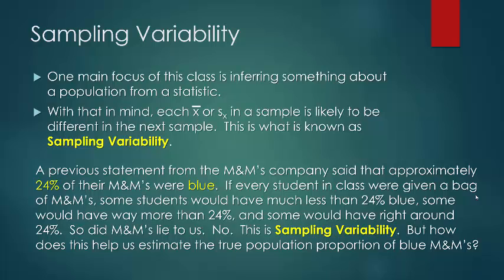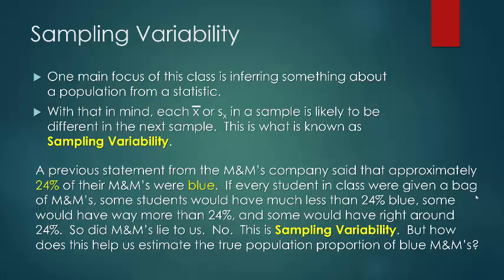We understand that that's going to be the case. But what you need to understand is that the smaller the sample size, the more variability that we're going to have. One of the previous statements from the M&M's company said that about 24% of their M&Ms were blue. If we gave every student in class a bag of M&Ms, some students will have no blues at all, some will have over half of them blue, and some will have about 24%, which is about what M&M said. If we do enough of these samples, we'll see that more people have closer to 24% than they do having none at all or more than 50%.